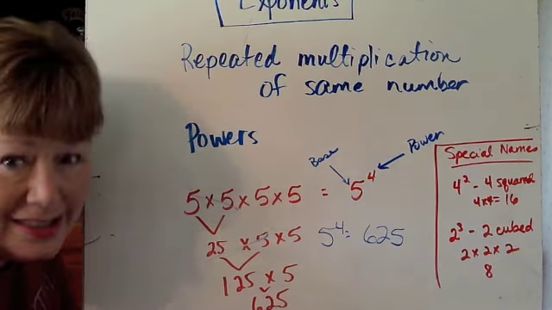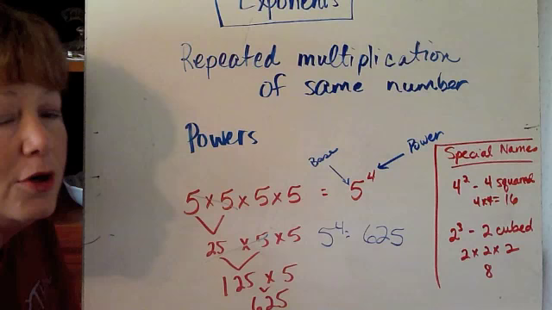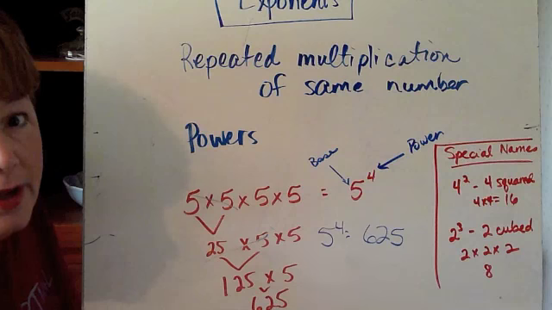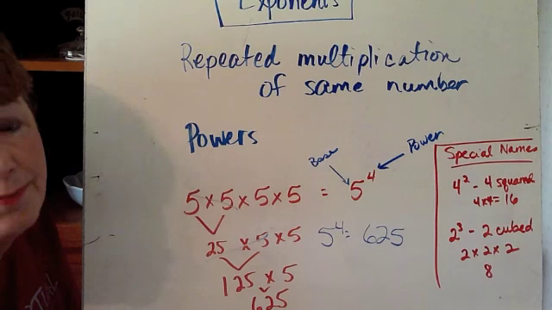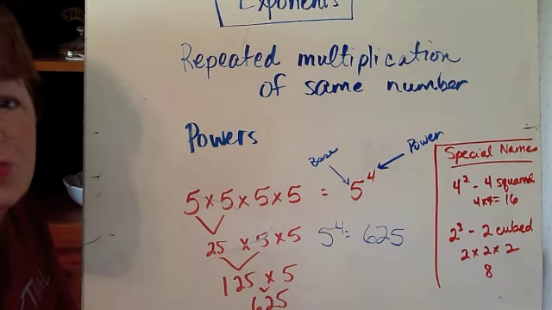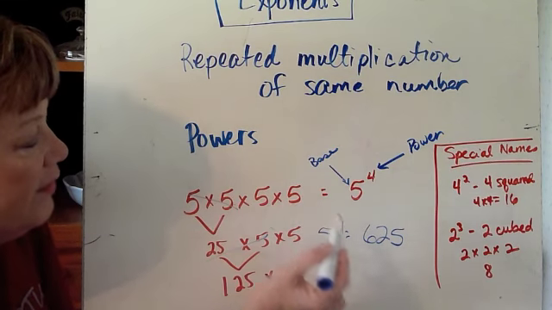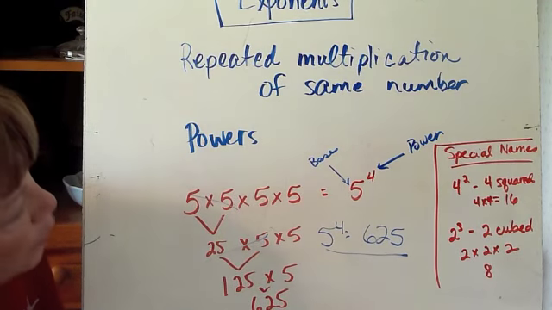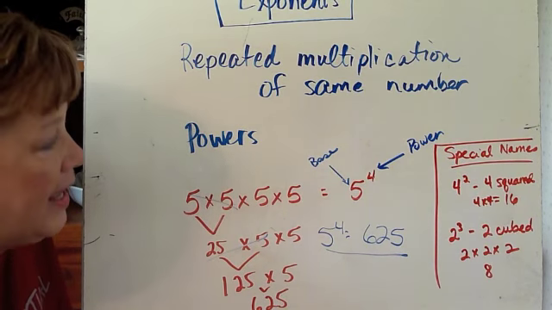Sometimes students want to treat this just like a multiplying problem and say 5 times 4, and 5 to the 4th power is 20. But it's not. It is repeated multiplication, so it's 5 times 5 times 5 times 5. It equals 625.